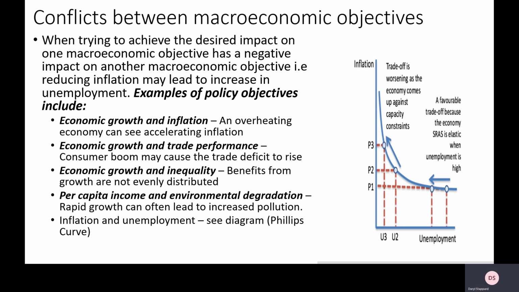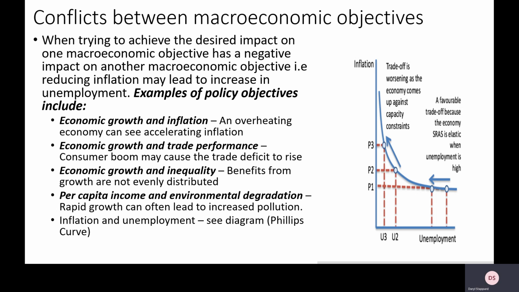Right, first of all, what we mean by conflict. All it simply means is when we achieve something, it might prevent us achieving something else. It creates a trade-off in the economy. Now, a really simple one is to think about the Phillips curve first of all. On the right-hand side of your page, what you can now see is a diagram showing the Phillips curve. And this shows the relationship between inflation and unemployment.